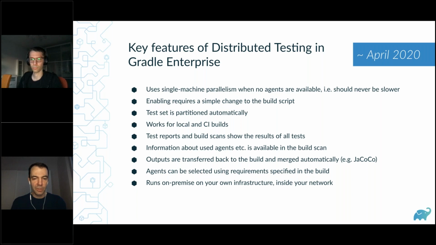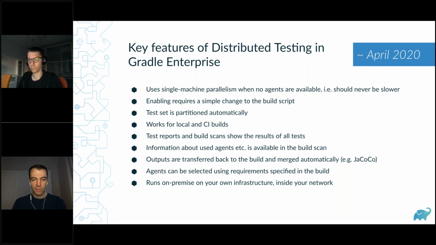And information about used agents is available in the build scan that will help you debug in case there's a failure that only happens on an agent. You will be able to see on which agent this was executed, and that will help you get to the root cause. Outputs are also transferred back to the build and merged automatically, so that, for example, for Jacoco, you will get an aggregated code coverage at the end without configuring anything. We handle that case transparently for you.